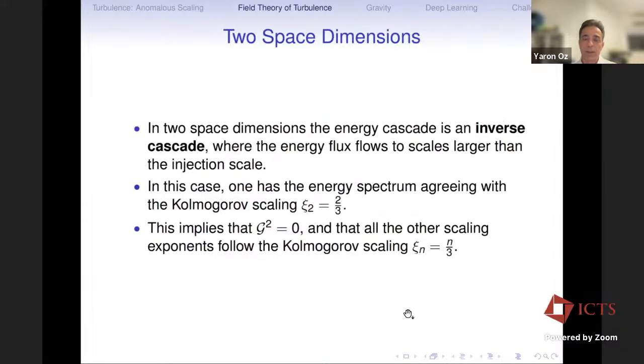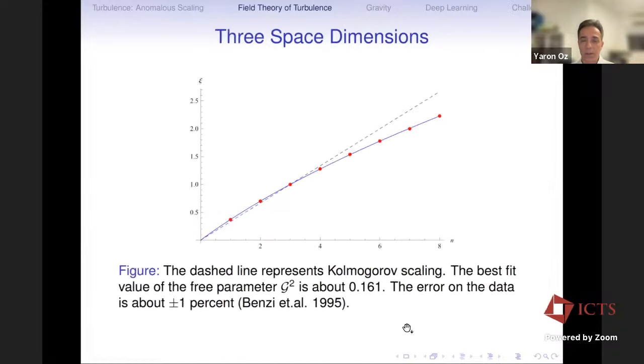Okay, so first, let's just check briefly how it compares with experiment. In two space dimensions, I told you that the inverse cascade seems to show that Kolmogorov scaling works. It means that this parameter is 0, and therefore you're just going to get Kolmogorov scaling. So it's easy. If you go to three space dimensions, there are a couple of results that I'm going to show. There are even more modern results by the group of Luca Biferale, et cetera. They all work as well. If I try to fit the formula to known results, you will get, for instance, in three dimensions, something like about 0.16 for this parameter.